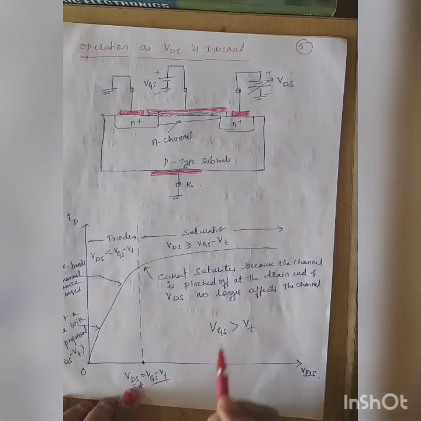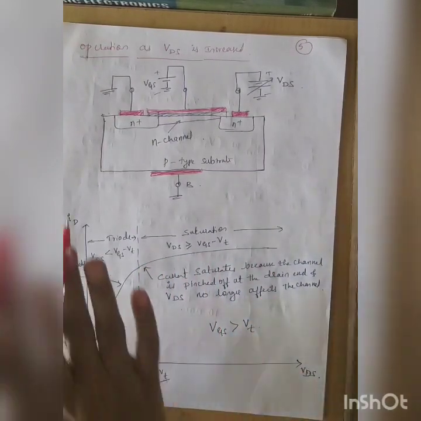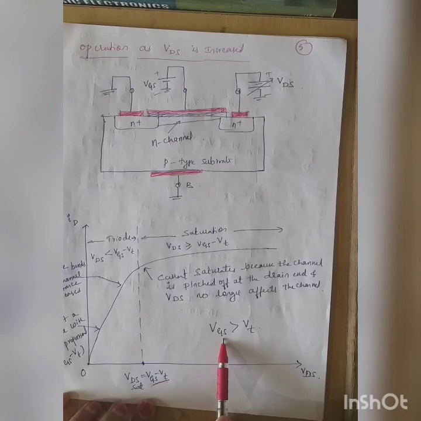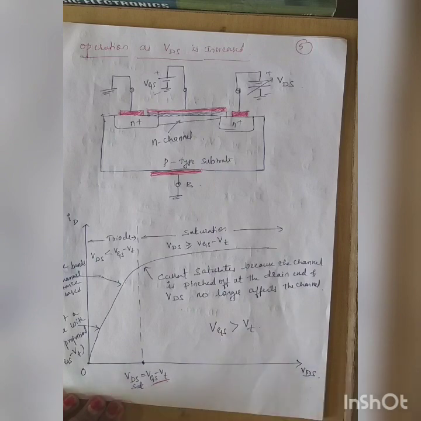Okay, and we go on varying VDS. So when it reaches this value, this becomes saturated. Now this graph is for one fixed value of VGS. Now what I will do, I will increase VGS to the next level, then again I go on increasing VDS. Then what do you observe?